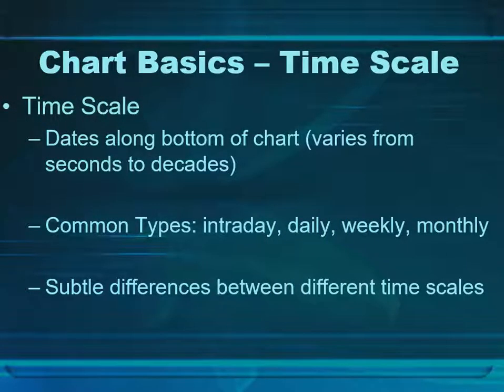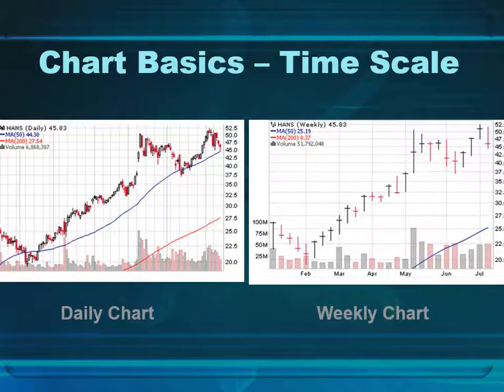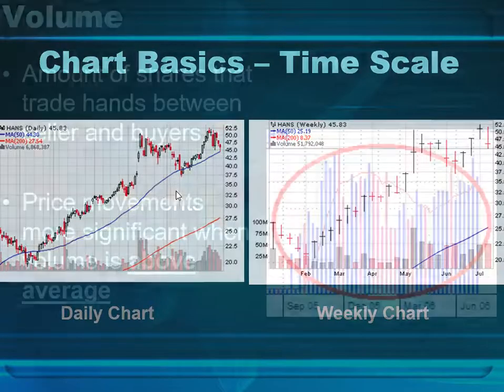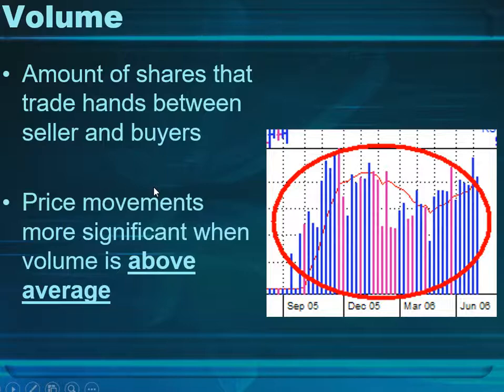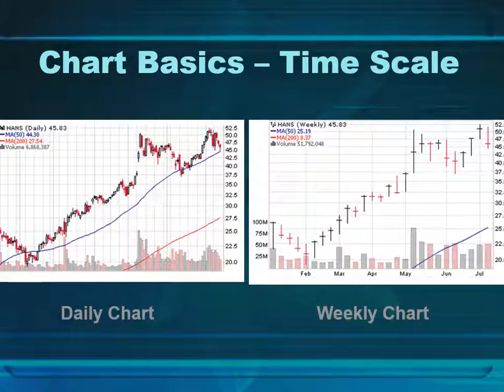Now another one is the time scale. Date along the bottom of the chart. Common types are intraday, daily, weekly and monthly. Now this is an example of a basic time chart. This is a daily chart and this is a weekly chart.